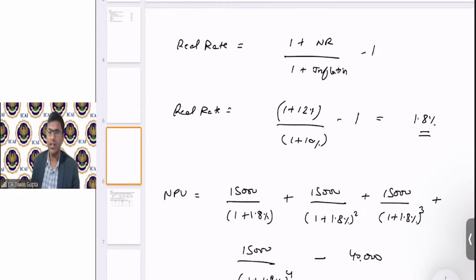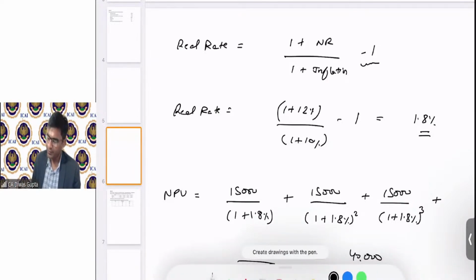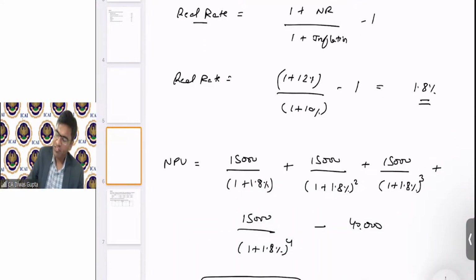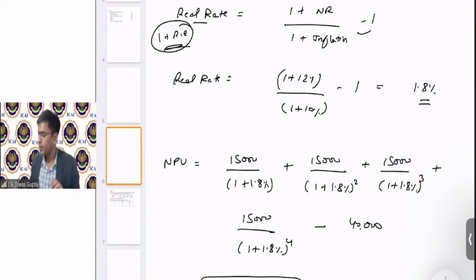Shruti, just check once. It should be 1.8%, not 1.18. Okay. So if you see here it is 1.12 divided by 1.1 minus 1 into 100. So Shruti, you are not doing this minus 1 it seems. Just check once. Because we are trying to calculate the rate, and why this minus 1 here is because it was 1 plus real rate, right? So if you only take the real rate, minus 1 has to go to the RHS side.